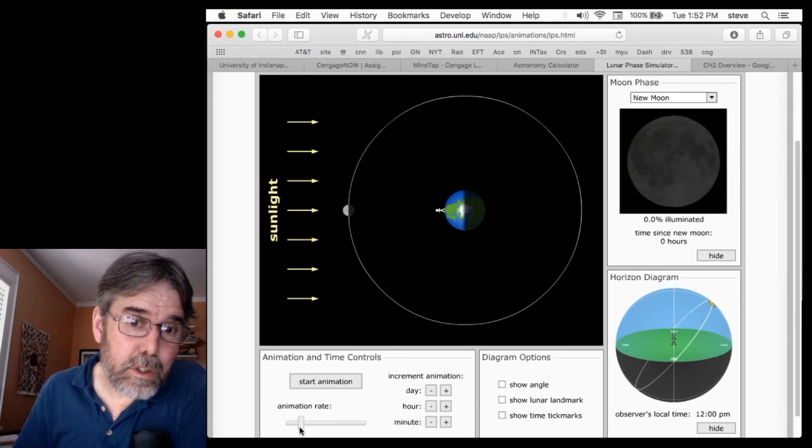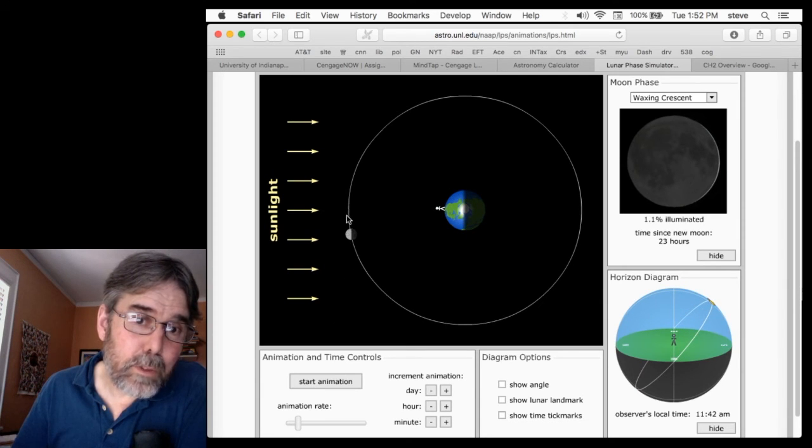I'm going to run the animation slowly here so you can see what happens. If you start it going, the Earth turns once on its axis, and in the time it takes to turn around once, it'll be 1 day later. At this point, the moon has moved approximately a 30th of the way around. It turns out to be about 13 degrees in one night.